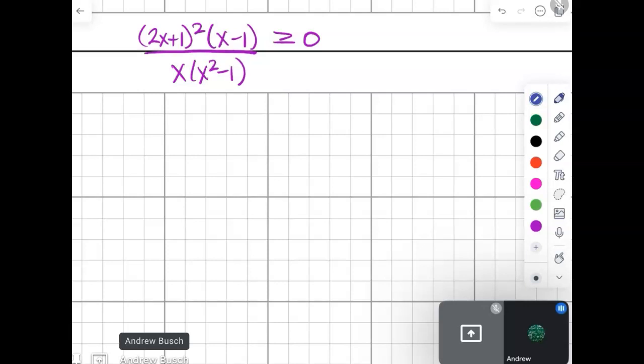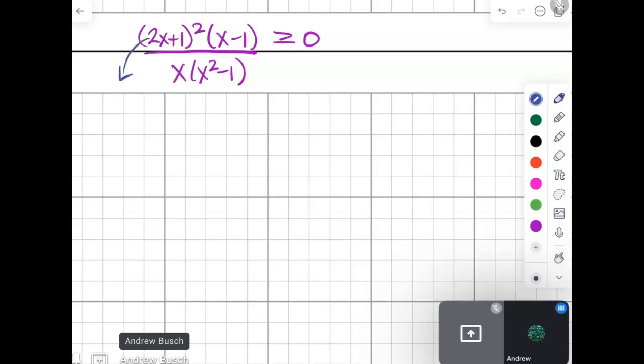In this example, we are going to solve the inequality. It's already been factored for you. So you're just going to go right into setting each factor equal to 0, and then you're going to make a table of values to find your positives and your negatives.